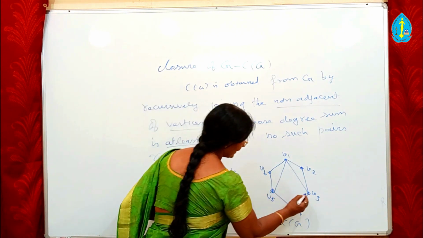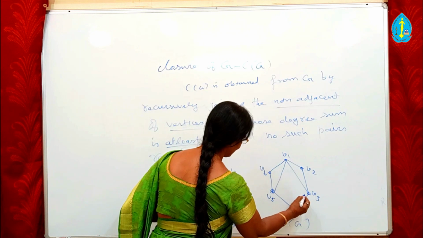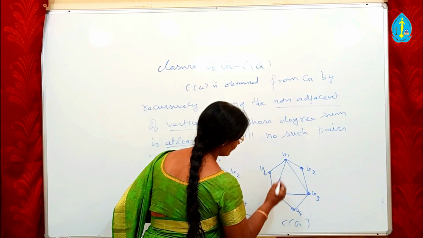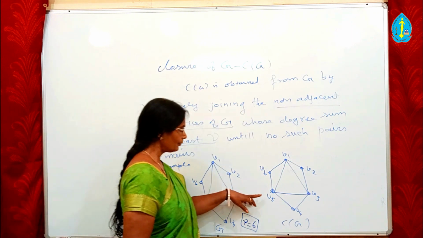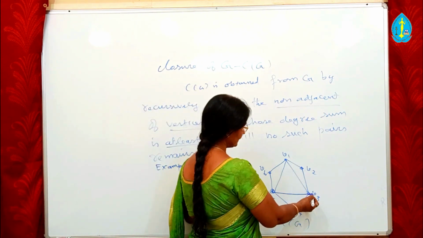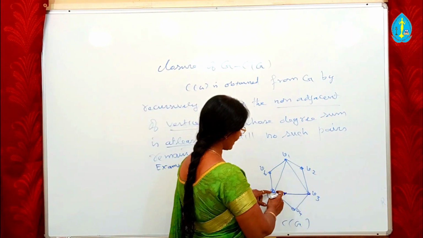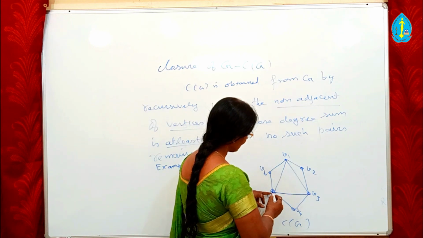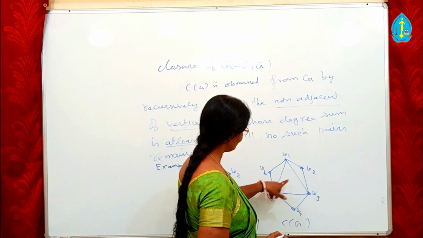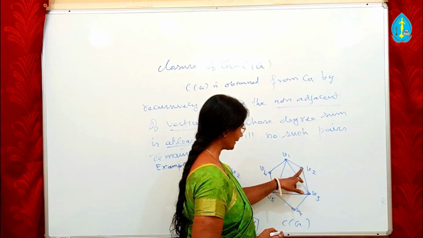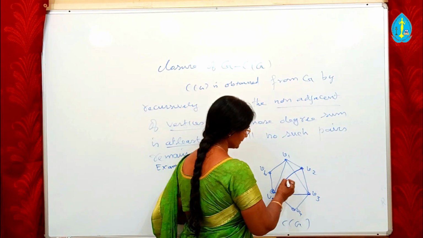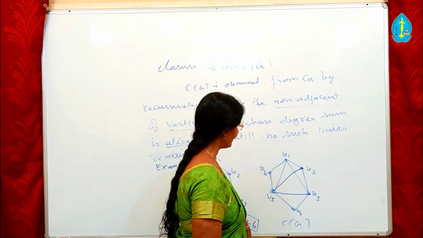So we join the edge V3 and V5. Now V3 and V5 are joined. Now consider V2 and V5: they are non-adjacent, but their degree sum is 4 plus 2, 6. Therefore we join the edge V2, V5.